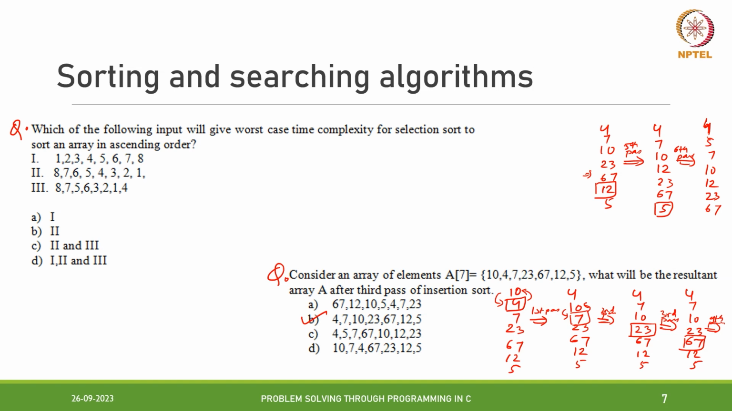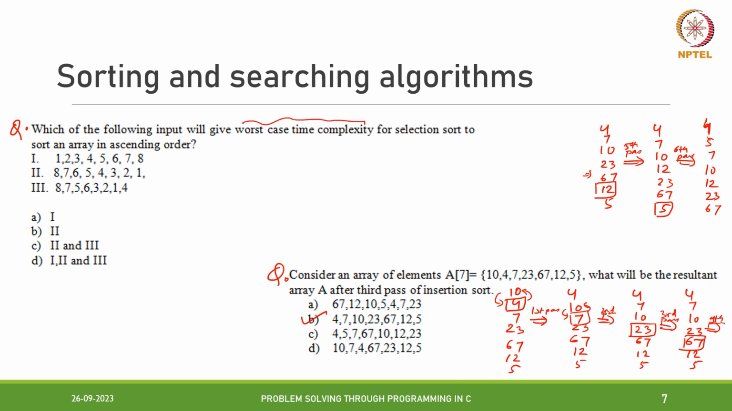Array 2. Yes, I would say array 2 would take the highest number of operations. True. But what about array 1? How many operations will array 1 take? And here, okay, so there is a difference.